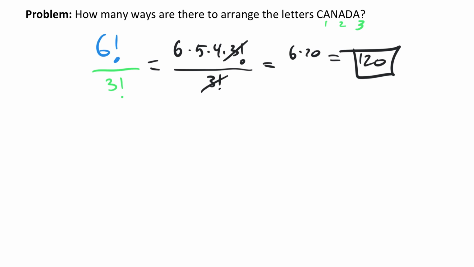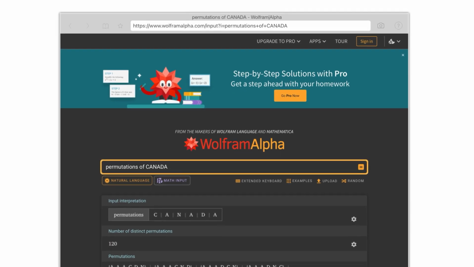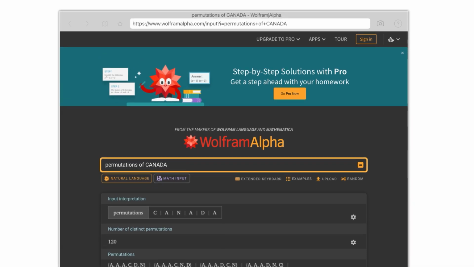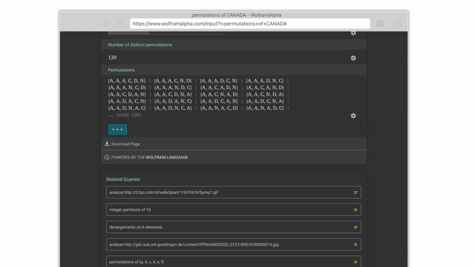So let's see if we can use a computer to write them all out just to check. Because the formula seems good, it makes sense, it seems to give us the answer, but it would be nice just to confirm that this is indeed the correct result. All right, so here we have Wolfram Alpha, which is an online supercomputer. We typed in permutations of Canada, so it gives us the letters C-A-N-A-D-A. It says the answer is 120. And interestingly here, if we take a look, we can actually see all of the different options written down.